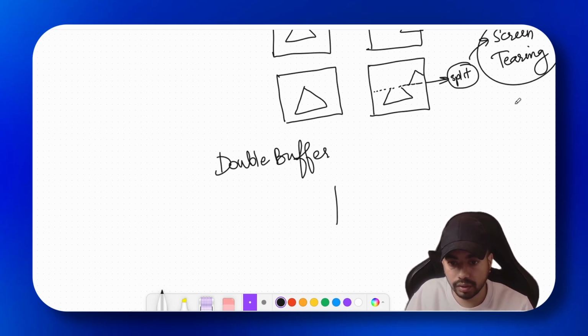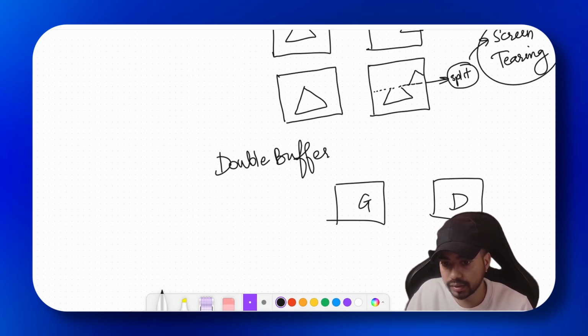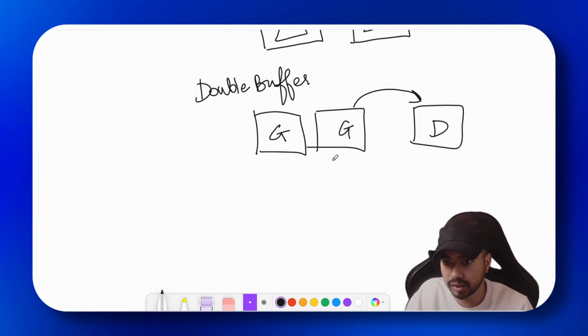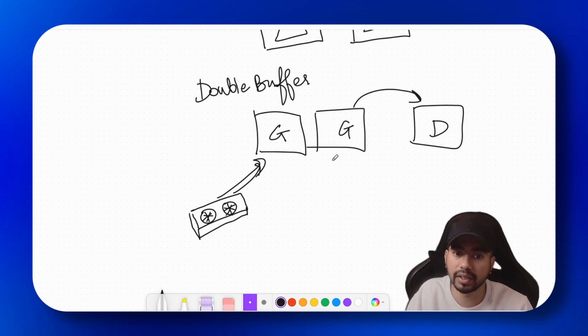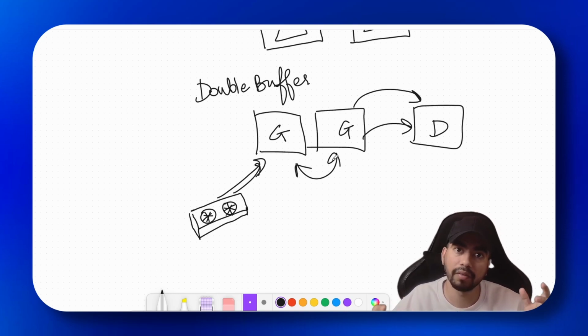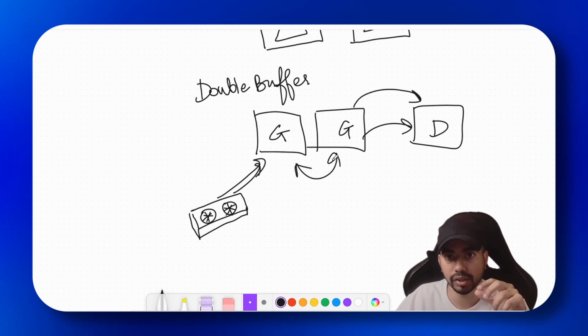So if you have a final frame and you have a display, this is display and this is game frame. So what double buffer is, it will have two game frames. This is the frame which is being displayed and this is the frame to which the data is written to. A GPU will write to this frame. Once the writing of this frame is finished, then it will swap these frames. And this particular frame would be shown on the display. Because of this behavior, the GPU is always writing to a frame which is not visible.